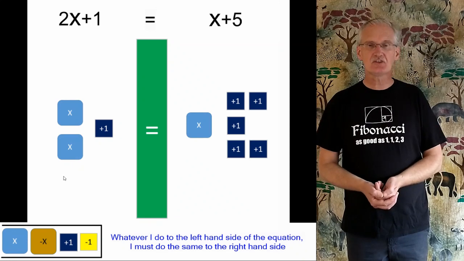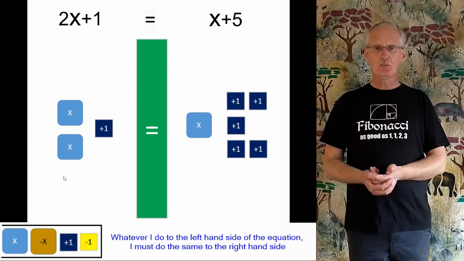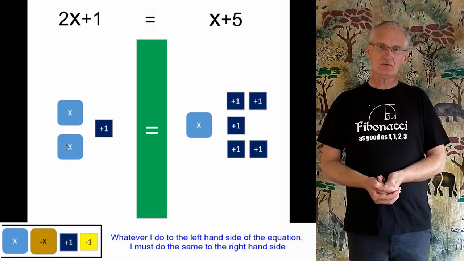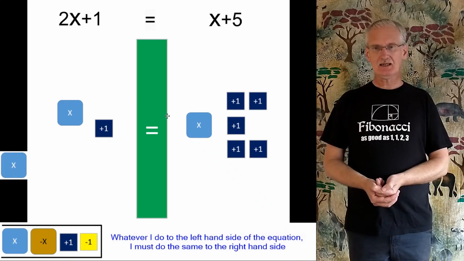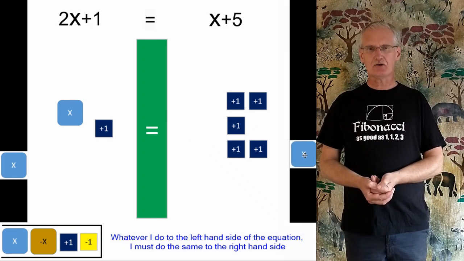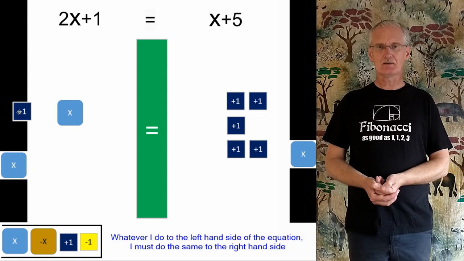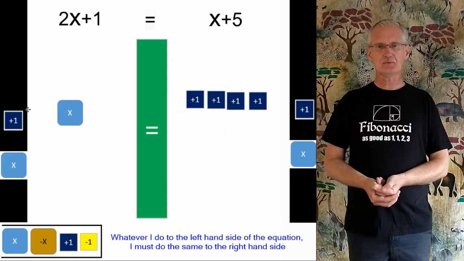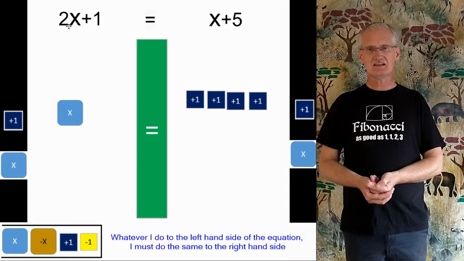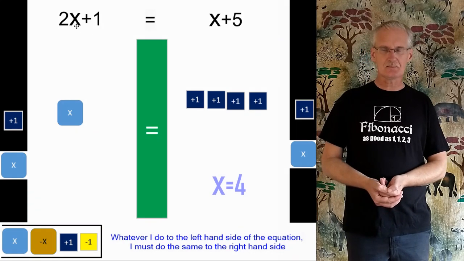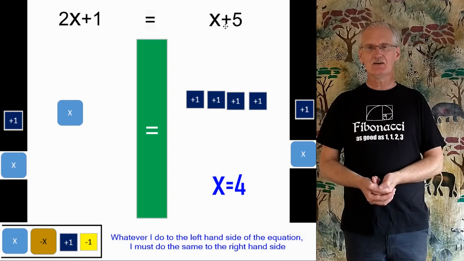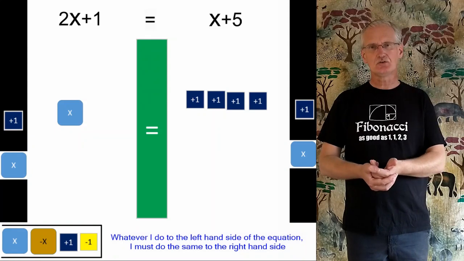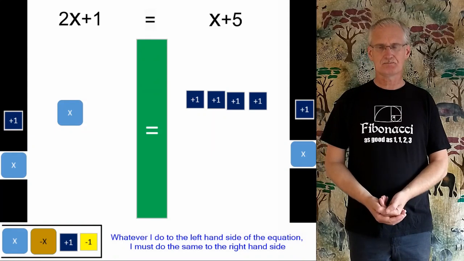So let's make it a bit more challenging. 2x plus 1 equals x plus 5. We've got constant terms and variables on both sides. What do we do? Well, take away an x and take away an x, just as before. Take away a positive 1. Take away a positive 1. And can you see what's happened? We have x equals 4. 2 times 4 plus 1 is 9. 4 plus 5 is also 9. Algebra tiles allow us to do this simple manipulation.